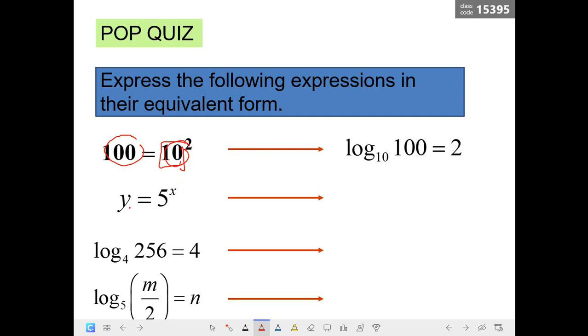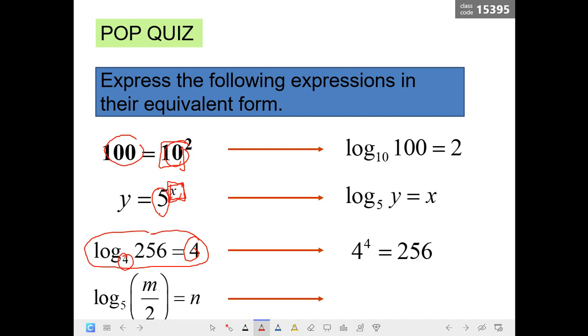This one, log y to the base 5 is equal to the index x. Now given in log form, we're going to change to base. This is the base, this is the index, so it is equal to the number. So 4 to the power 4 is equal to 256. How about this? 5 to the power n is equal to m over n.